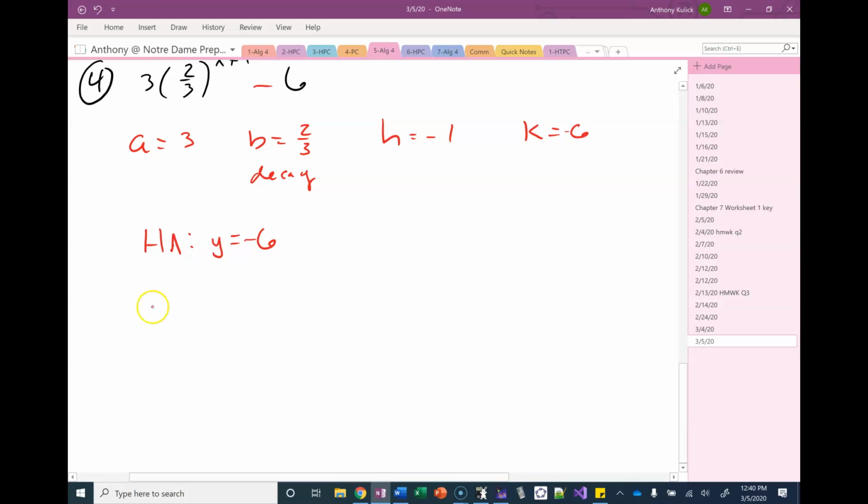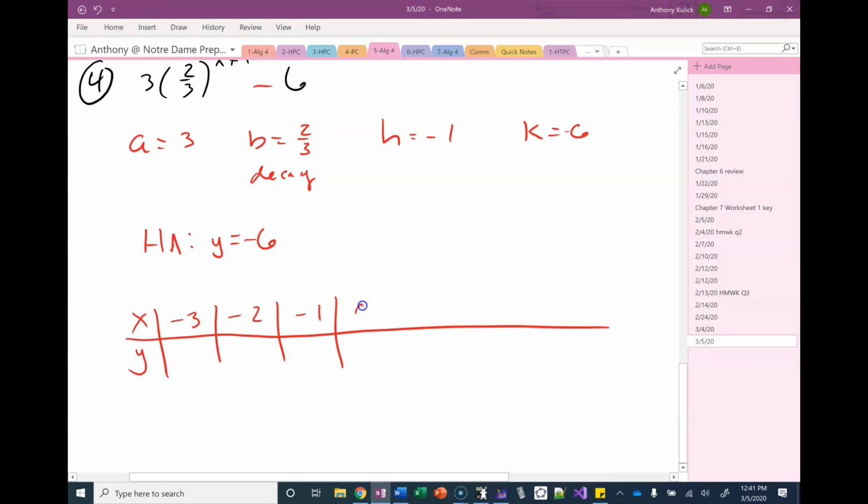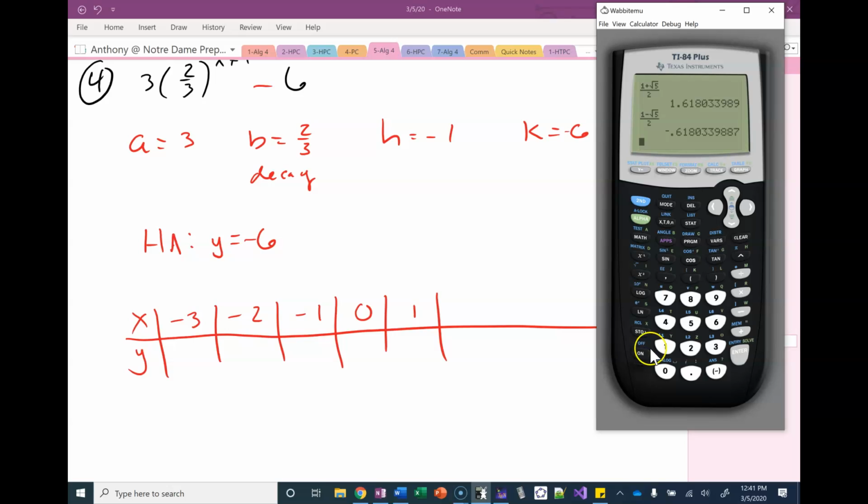Sound good? All right, let's make our table. So I'm going to have -2 plus h, -1 plus h, h, 1 plus h, and then 2 plus h. And then to get these y's, I'm going to use my calculator now because 2/3 with the negative exponents is going to be a little rough in my head. So I'm going to have a times b to the -2 plus k. And remember that adding a negative is the same thing as subtraction. I just wrote the subtraction there.